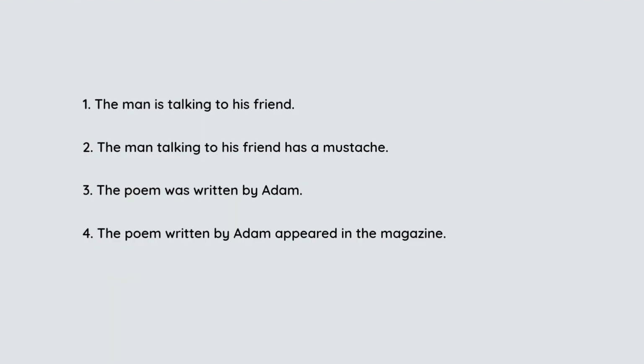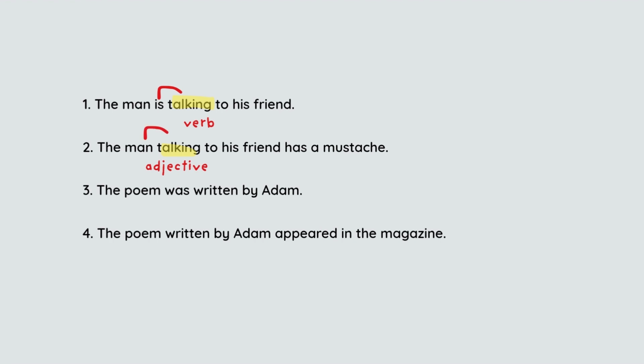Can you tell whether it's a verb or an adjective in the sentence? First, "the man is talking to his friend." In this sentence, talking is part of the verb because it is accompanied by the helping verb is. Second, "the man talking to his friend has a mustache." In this sentence, talking is an adjective, not part of the verb, because it is not accompanied by a form of be, and talking modifies the noun man.